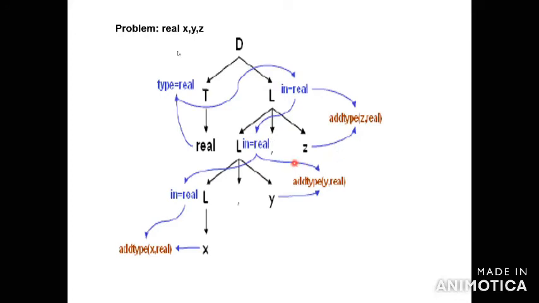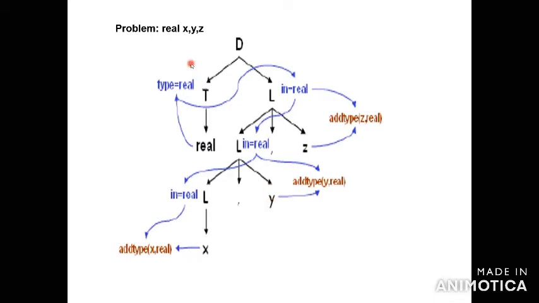So here we are having three identifiers: x comma y comma z. Again you can check, L tends to L comma ID, because we are using three identifiers. So what is L? L is an identifier. Identifier is nothing but x. So x comma, another identifier is nothing but y, and another identifier is z. So real x comma y comma z.